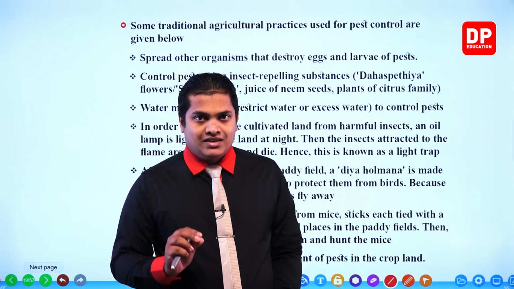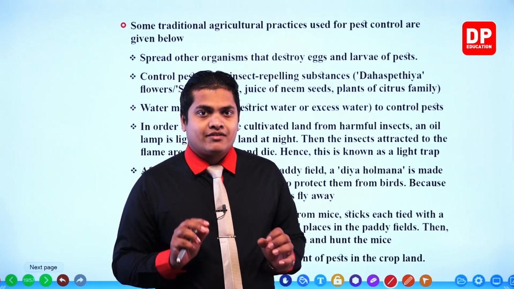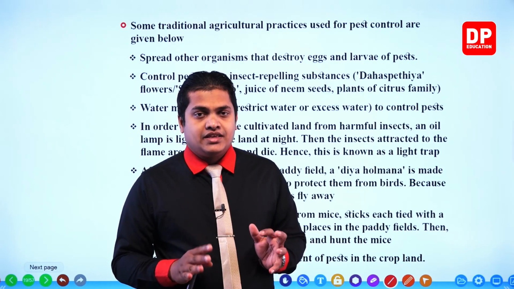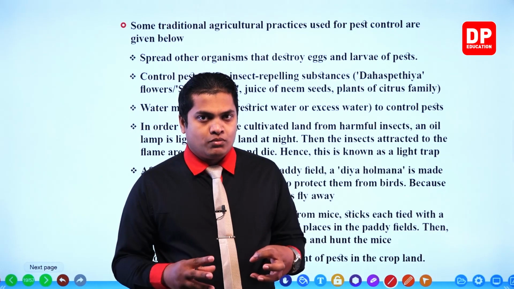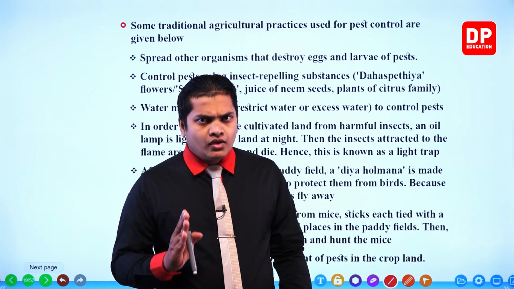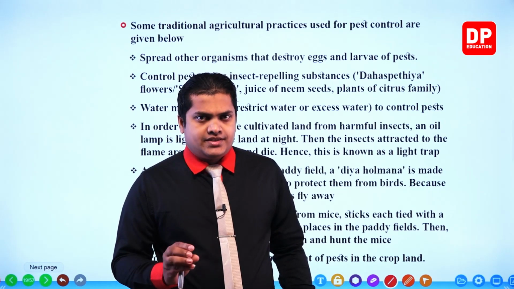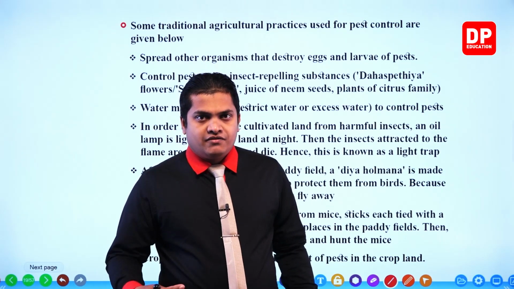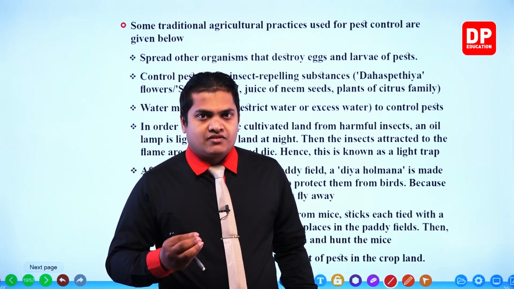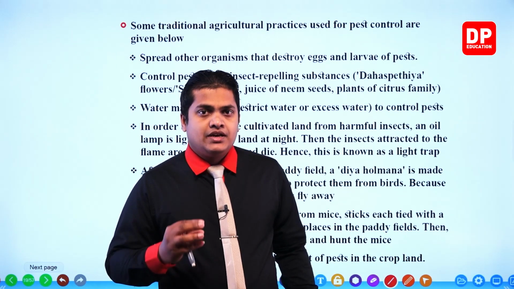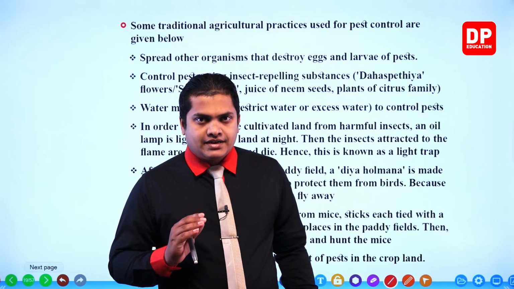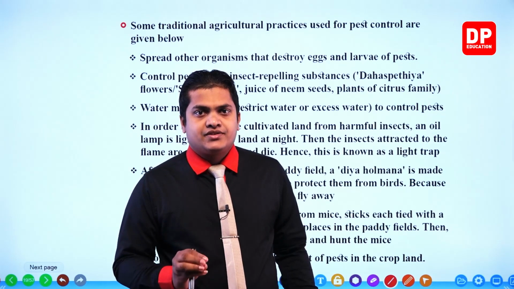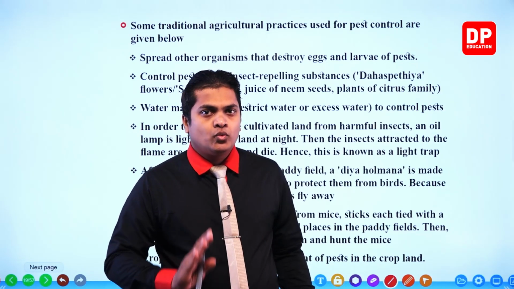Then what will happen? The insects are much attracted towards the light. I think you have seen these things at your home also, my dear children. When you take these insects, they are much attracted towards the flames. So near a flame, or near a light, we can clearly observe different kinds of insects which are getting attracted towards it.